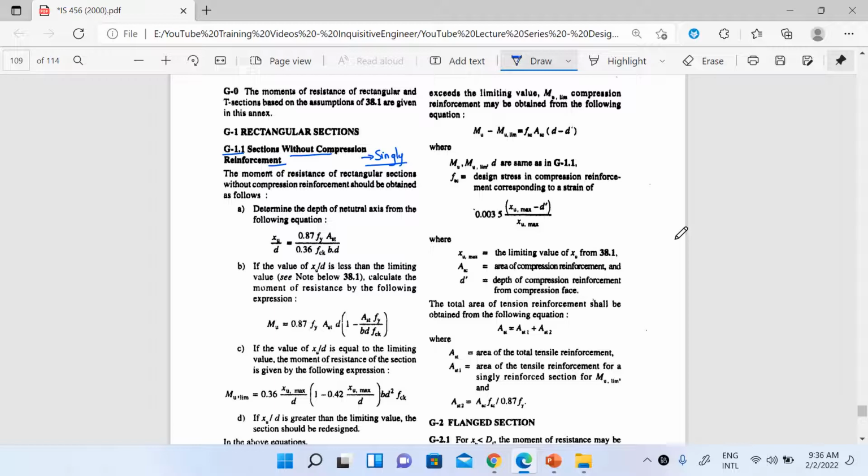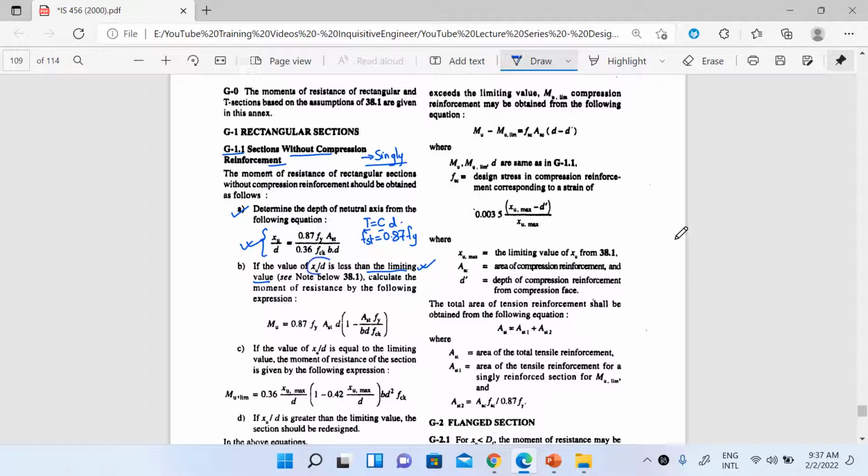First, we have to determine the depth of neutral axis. We derived this formula xu by d in our previous lecture also. We equated tensile force with compressive force, and we put this value of FSC, which is the stress in tension steel, as 0.87 Fy, and then we divided both sides of this equation by d, and we got this formula here. Now, if the value of xu by d is less than the limiting value, we derived limiting values also in our previous lecture.